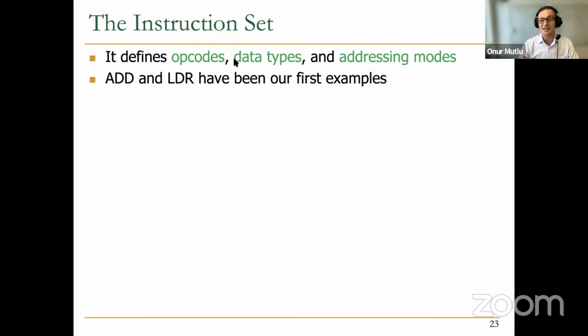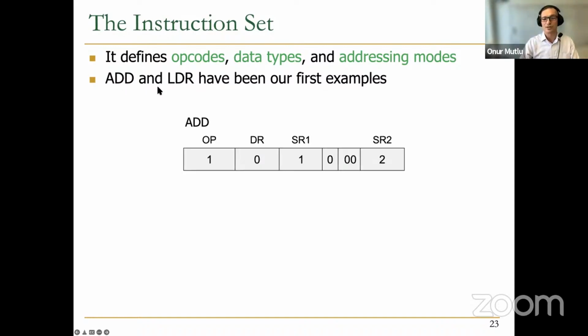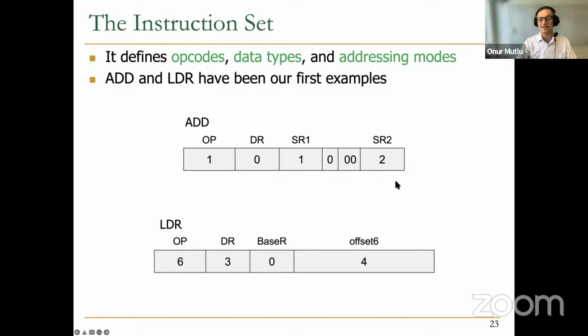So instruction set, as we discussed yesterday, defines opcodes, data types, and addressing modes, and many, many other things, as we will discuss. And we covered add and load register as our first examples in LC3, and we covered a similar instruction in MIPS as well. So this was add in LC3, if you remember, register to register, and this is the encoding, it's 16 bits. And this was LDR in LC3, this is the encoding again in 16 bits. So these use two different types of addressing modes. One uses the register mode, which we will see again. Basically, it adds 2 registers and stores the result into another register.